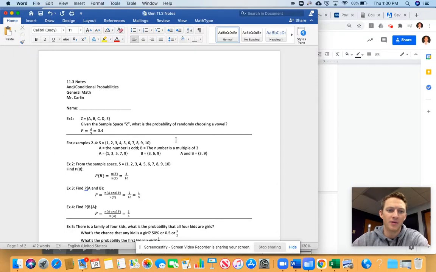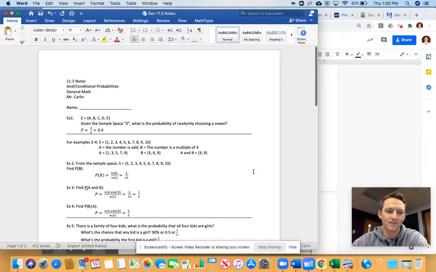All right, general math, we are finishing up chapter 11 today. So here in our first example, we have the sample space Z. Z is just the name of this set, and our set is made up of A, B, C, D, and E. So given this sample space, what's the probability that we choose a vowel at random? Well, we have a vowel with A and a vowel with E. So there's two vowels out of 5. Our probability is 2 out of 5. 2 divided by 5 is 0.4.